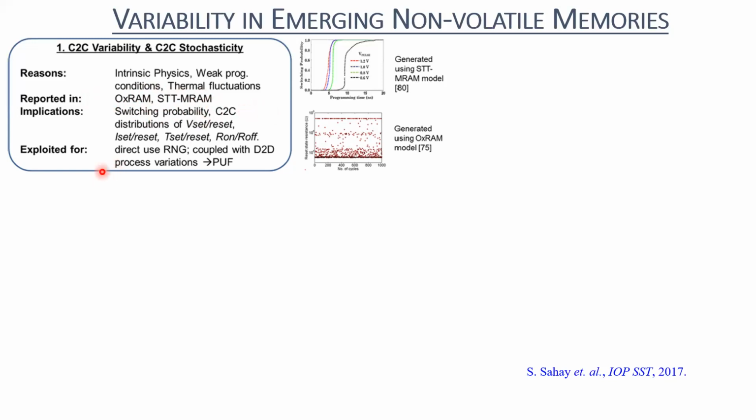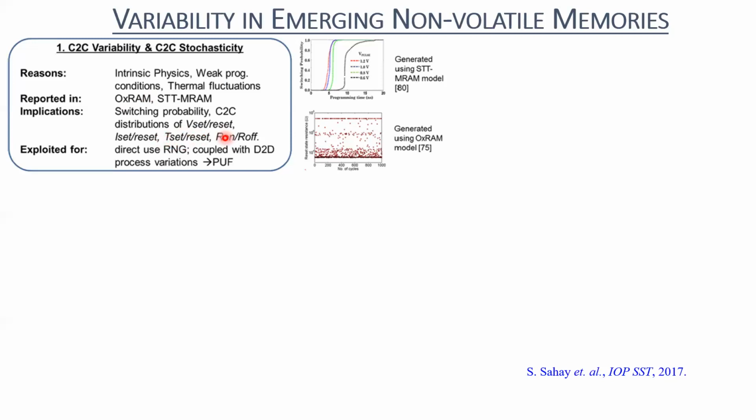Then you have cycle to cycle distribution of your threshold voltage. So in each cycle, your threshold voltage at which the device switches from HRS to LRS will change. And as such, you'll have a distribution of VSET, VRESET, that's the threshold voltage, the threshold current values. Then if you're programming your device with the help of constant pulses, then the time of set or the time to reset will also have a distribution.